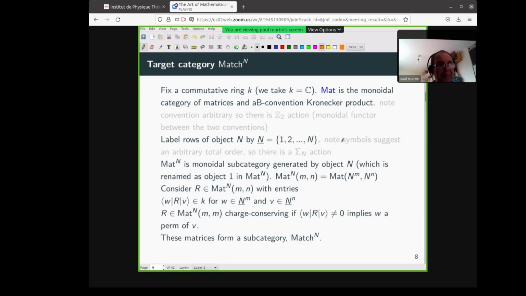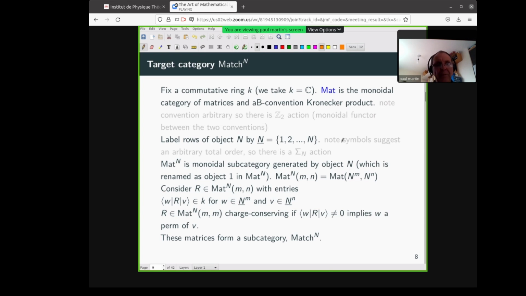Okay, mat n, for n a natural number, is the monoidal subcategory generated by object n. So just like before with the braid category, we had a horizontal composition to make the wider braids by horizontally combining braid group elements. So I have this monoidal composition, which is Kronecker product here, and I could start with any object and see what category is generated by that object.